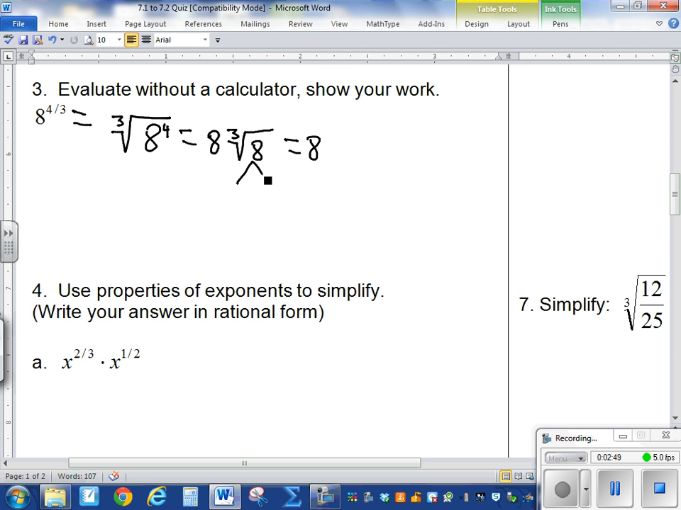So if you need to, you can make a factor tree. 8 is just a 2 times a 2 times a 2. So it's the cube root of 2 to the 3rd power. So you can take a 2 out. And 8 times 2 is a 16.